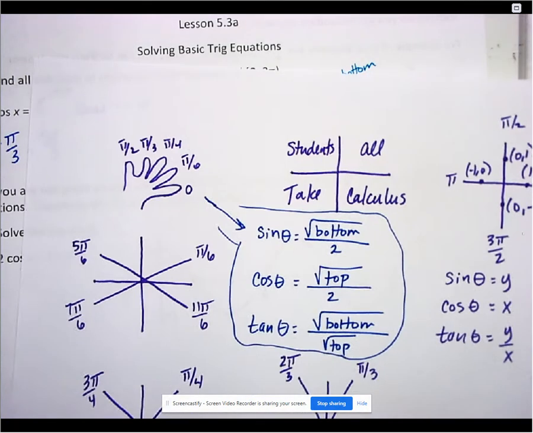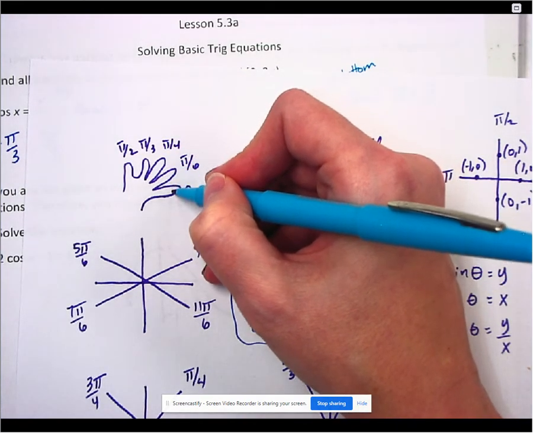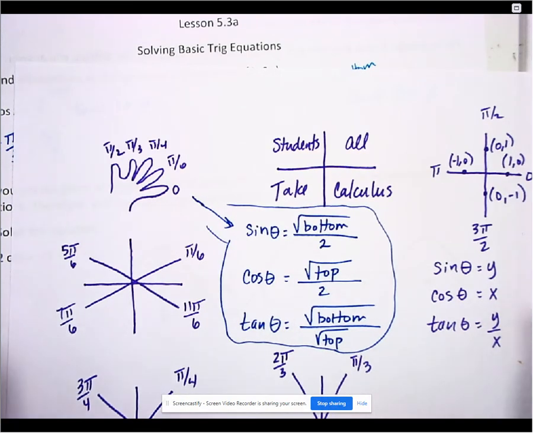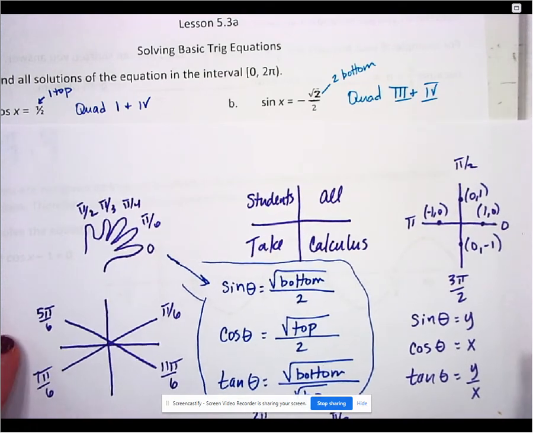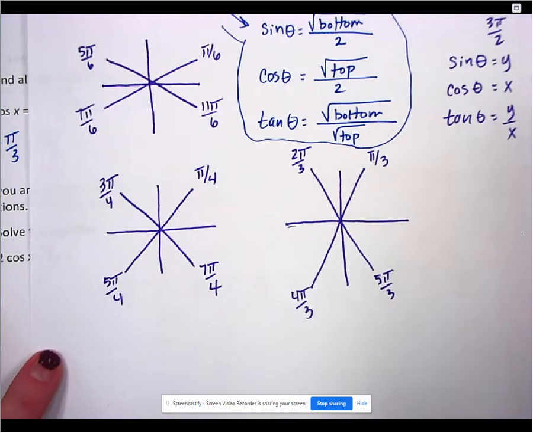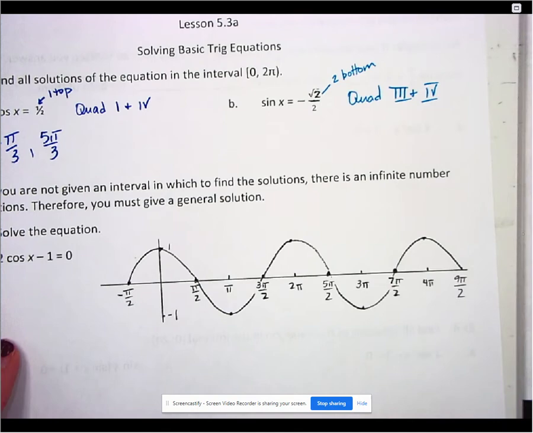All right, so if we look at the hand trick, the angle that has 2 fingers below it is pi over 4. But pi over 4 is not one of our answers, because the sine of pi over 4 is positive square root of 2 over 2. So we want pi over 4 in quadrants 3 and 4. So that's going to be 5 pi over 4 and 7 pi over 4.